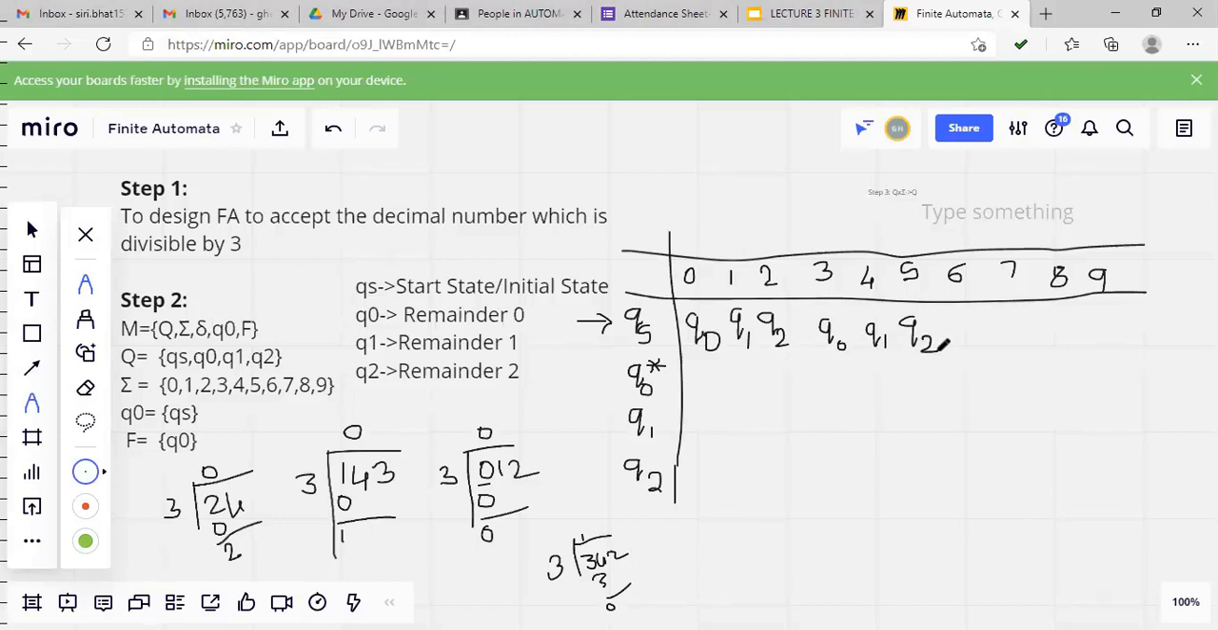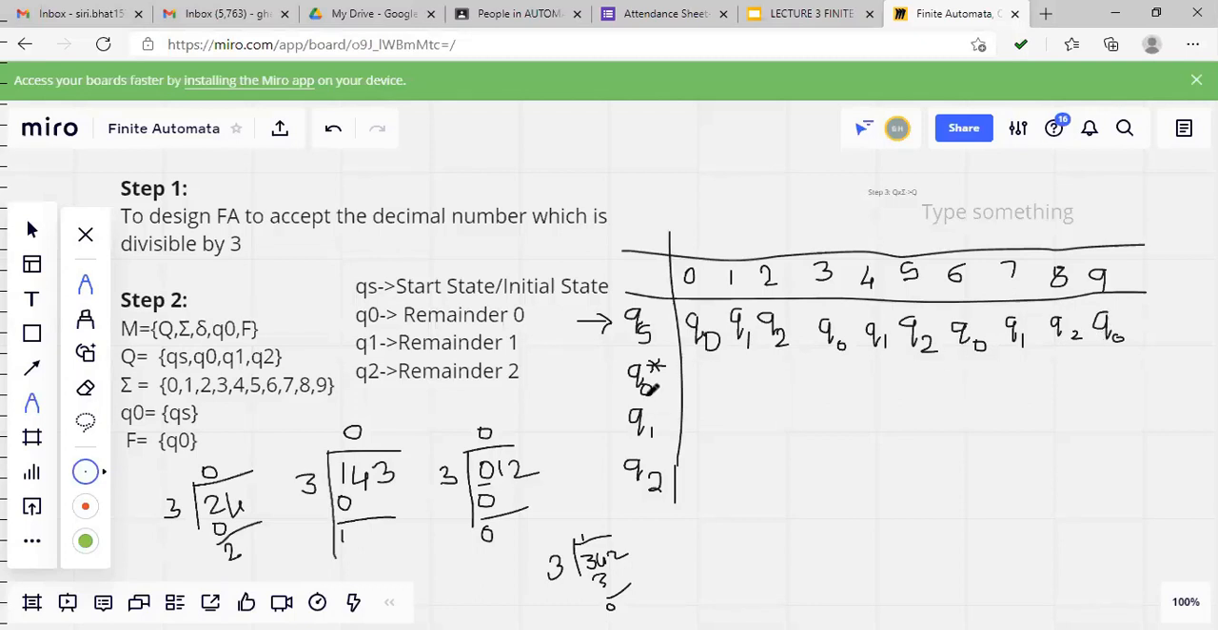Again, 6. 6 is divisible by 3. So the remainder is 0. So it will be Q0. Right? QS on 7. 3 2s are 6. So the remainder is 1. Q1. QS on 8. So it is Q2. And here you'll have 9 is divisible, Q0. Okay. Fine. So I hope this row is clear, students. Is this row clear, students?